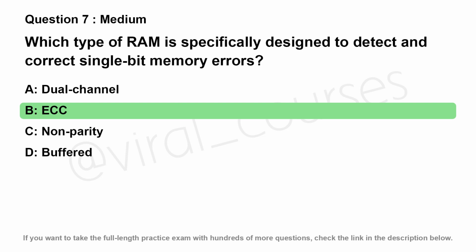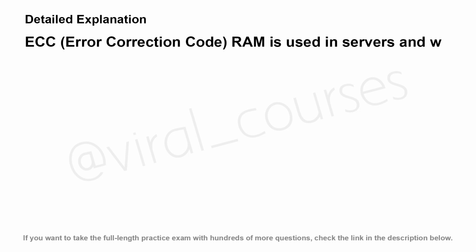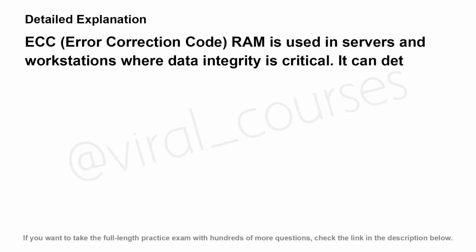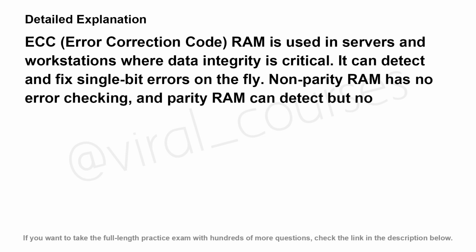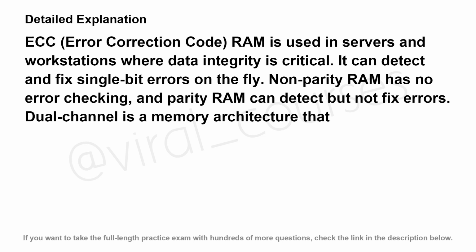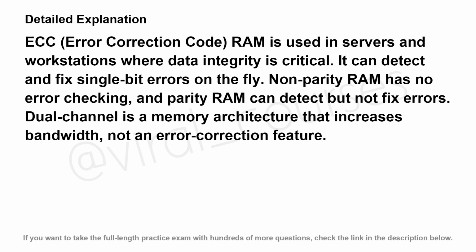The correct answer is B. ECC, error correction code, RAM is used in servers and workstations where data integrity is critical. It can detect and fix single-bit errors on the fly. Non-parity RAM has no error checking, and parity RAM can detect but not fix errors. Dual channel is a memory architecture that increases bandwidth, not an error correction feature.